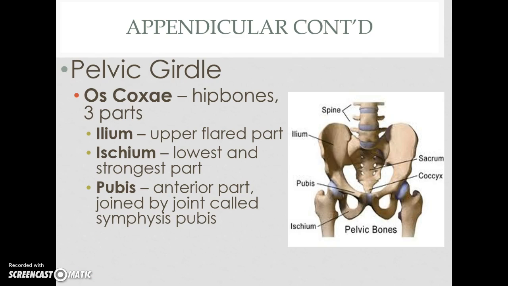The pelvic girdle. You have the hip bone, 3 parts: the ilium, the upper flared part of the pelvis, the ischium, the lowest and strongest part. Then you have the pubis, which is the anterior part joined by a joint called the symphysis pubis joint.